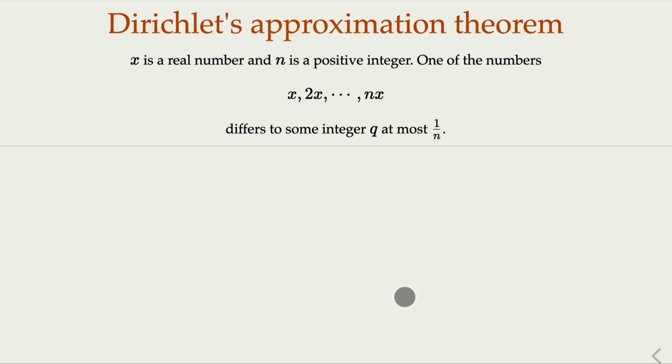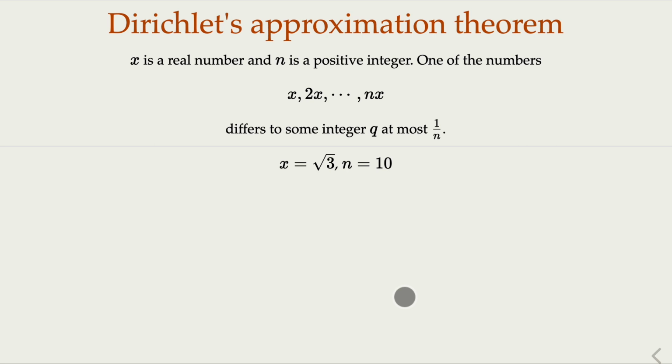Now let's plug in some real numbers here. Let's say x is square root of 3, a real number, and let n equal 10. All right, 1 over n would be 0.1. What we're saying here is that a multiple of square root of 3 must be close to some integer, and the distance is going to be less than 1 over 10, that is, less than 0.1. All right, let's try that.